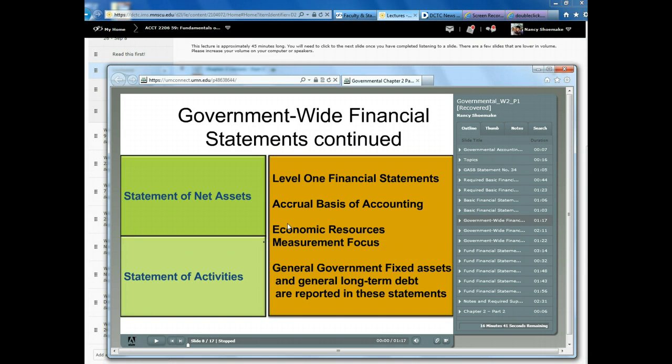We have this big government-wide financial statement. It's going to be done on an accrual basis, and in that government-wide financial statement, we're going to have fixed assets and long-term debt. We don't have those in our governmental funds, those four funds I talked about. We're only focusing on current resources. But in this big government-wide financial statement, we're going to have the other.